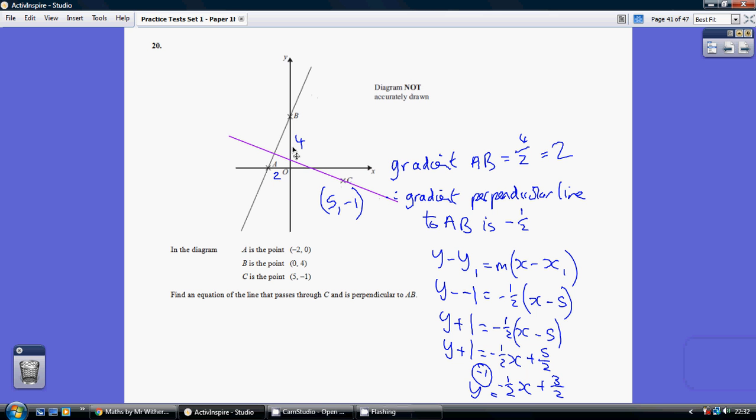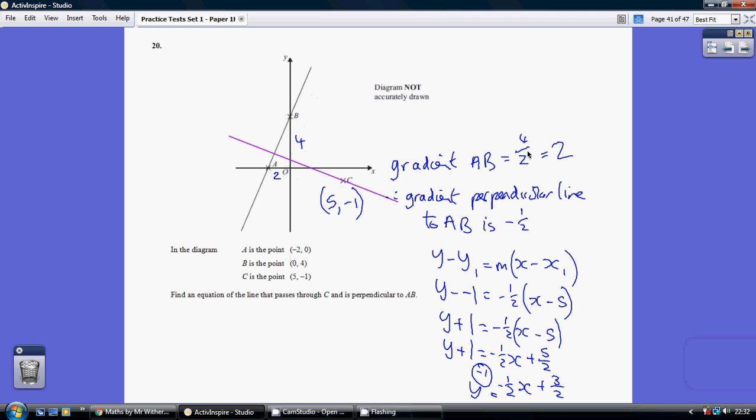Now gradient is y step over x step, it's the amount up divided by the amount across. Now I know the length of OB is 4, because the point B is (0, 4), so that length there is 4. And I know the length from A to O is 2, because I'm told the coordinate of A is (-2, 0). So the length from O to B is 4, from A to O is 2, so the gradient is y step over x step, that's 4 over 2, which is 2.